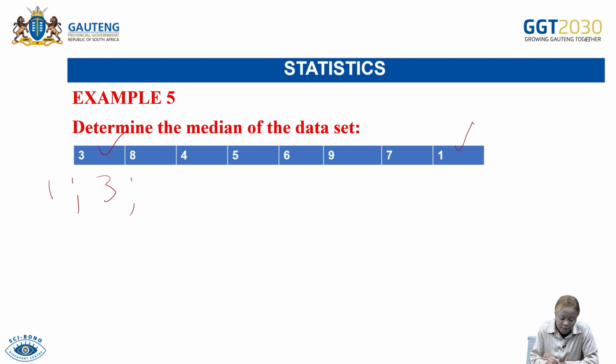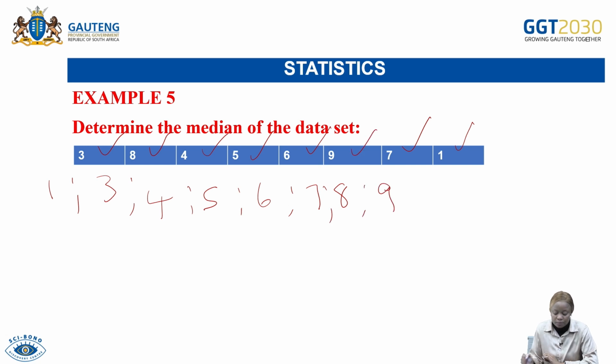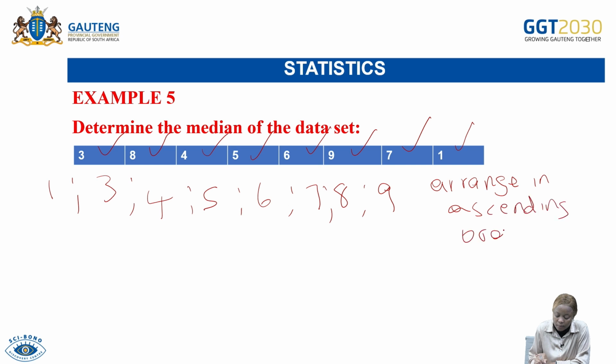Do I have a 4? Yes, I have a 4. Do I have a 5? Yes, I have a 5. Do I have a 6? Yes, I have a 6. Do I have a 7? Yes, I have a 7. Do I have an 8? Yes, I have an 8. And then I have a 9. Okay, so I have arranged my data in an ascending order.